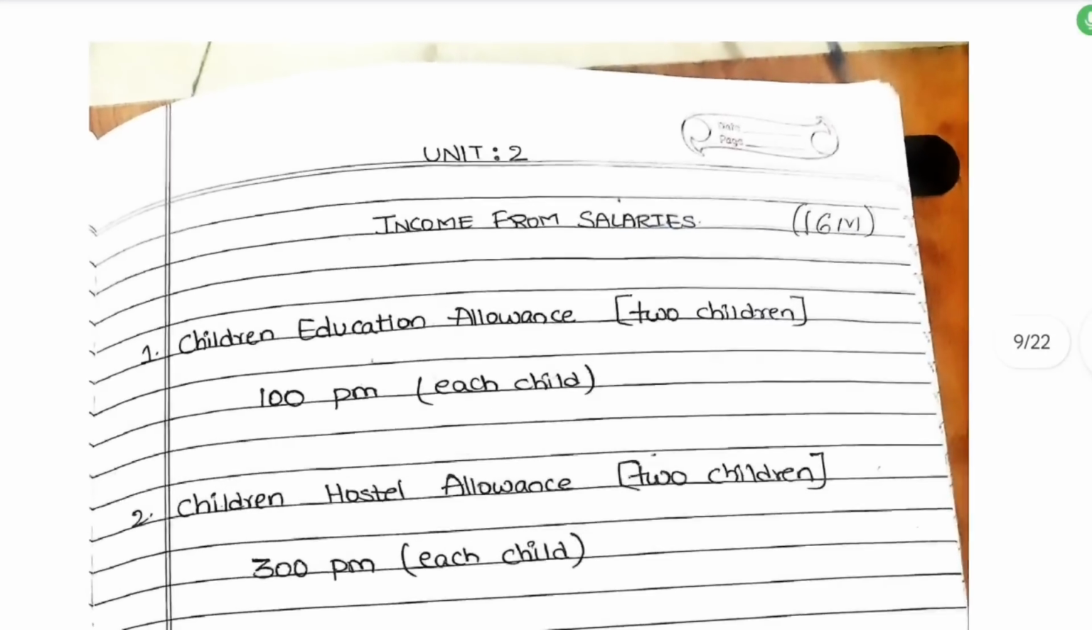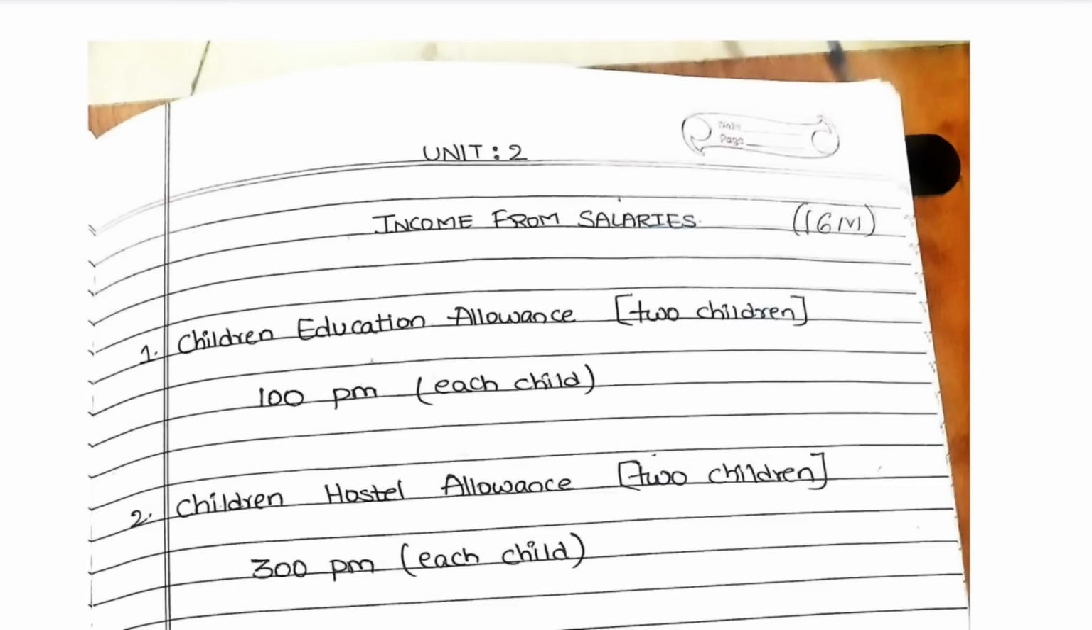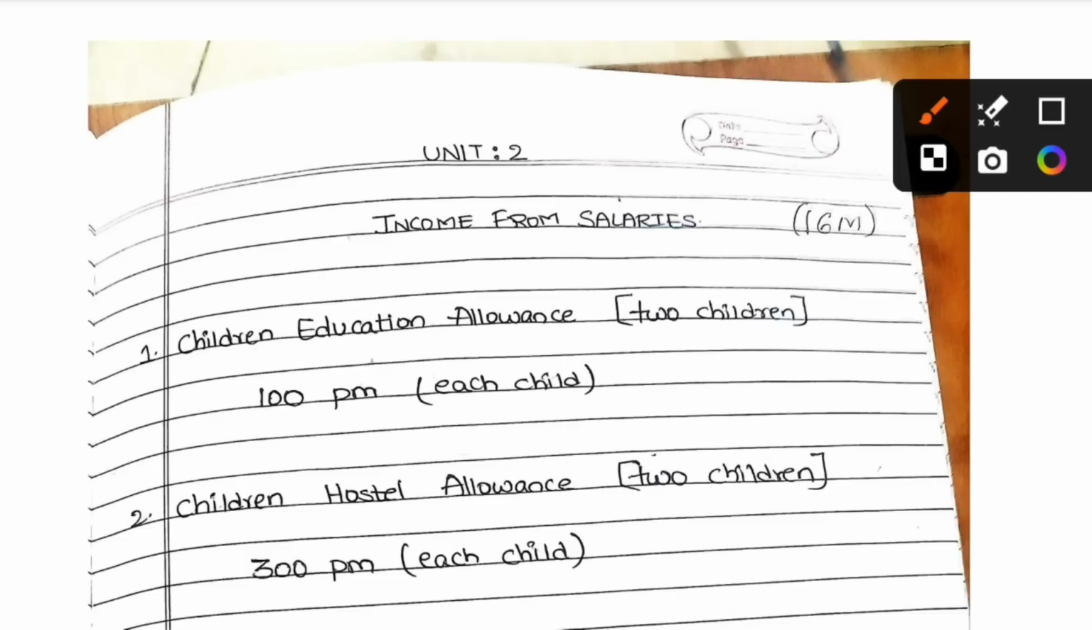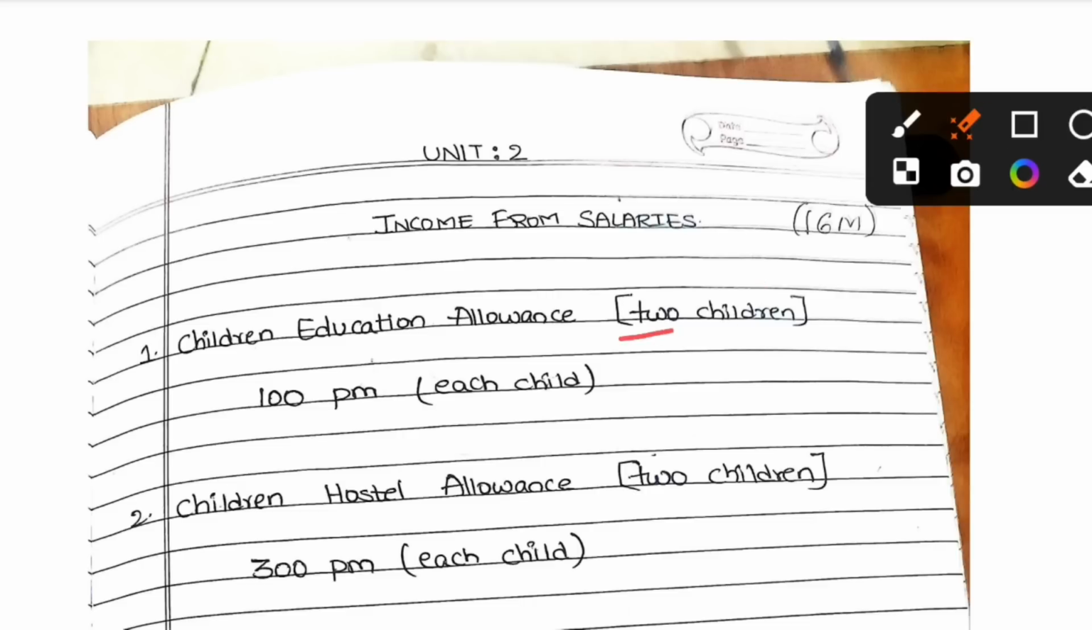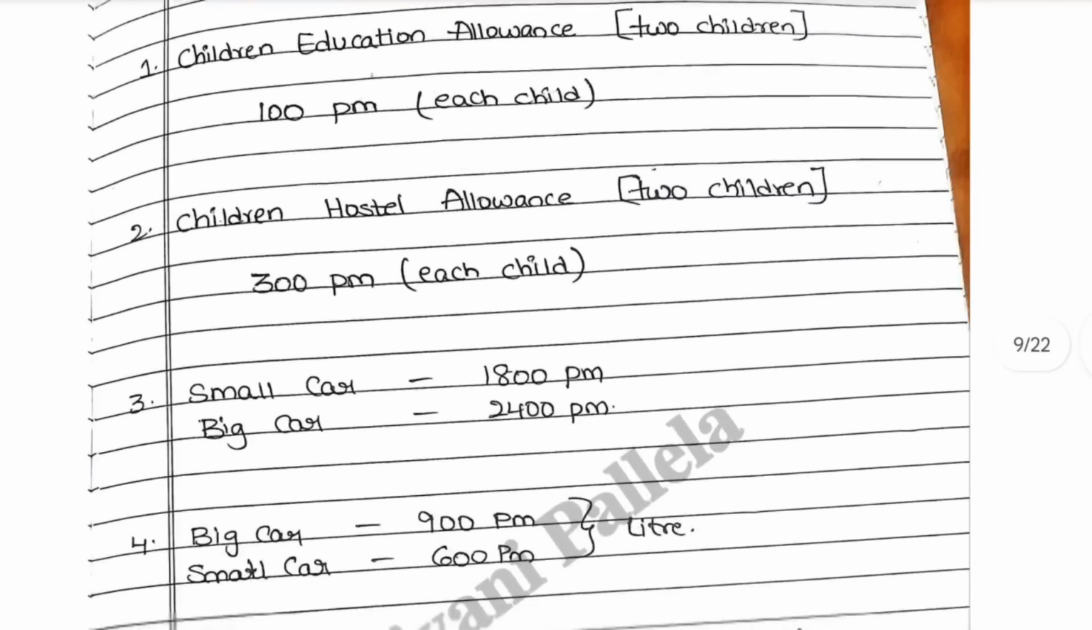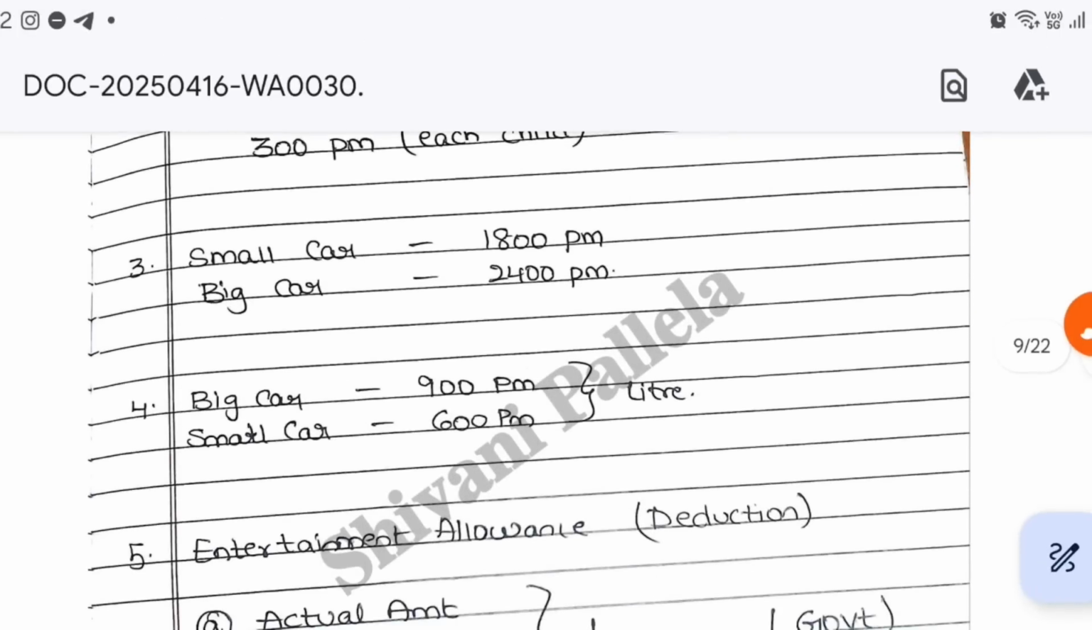Unit number 2, what you are having? Income from salaries. So in income from salaries, what are the main things you need to remember? When they are giving education allowance of 100 rupees per month for a single child, we need to take it as exempted. It is applicable only for 2 children. Yes. And what about hostel allowance? Hostel allowance is also for 2 children, 300 rupees per month. So when you remember these key points, then only it will be useful.